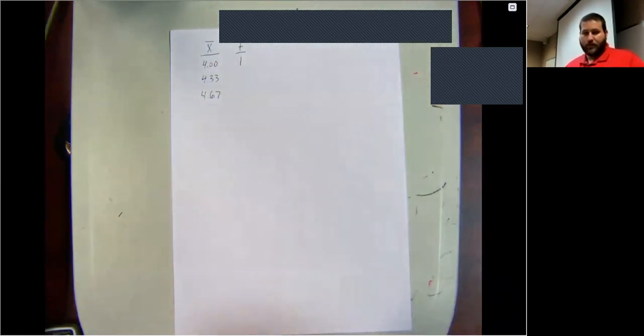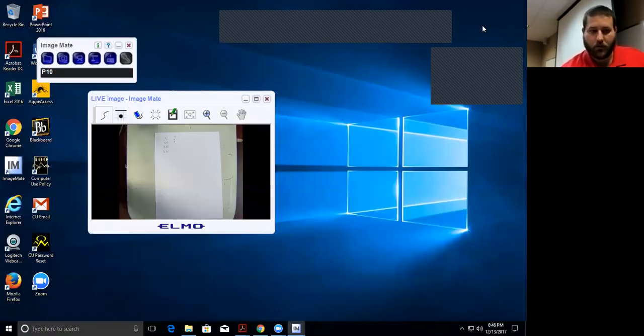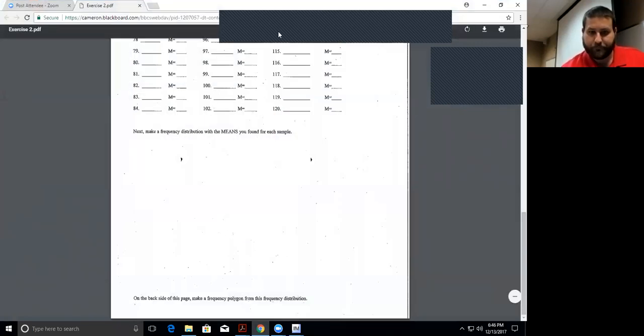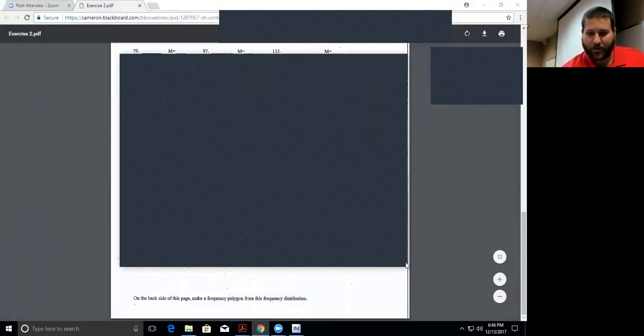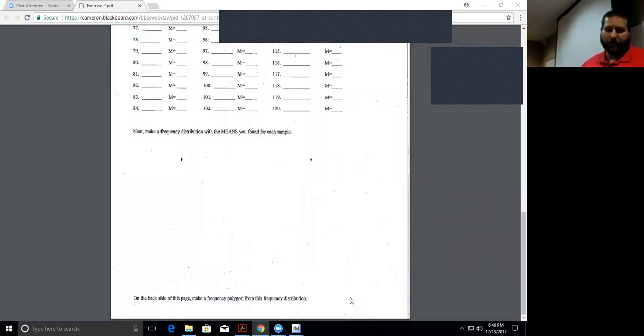And once we get all of the means and the frequencies in, then the last part of the assignment is, and it's really kind of hard, I think people miss this a lot because it's right down at the bottom of the screen. And really it says on the back side of this page, make a frequency polygon from the frequency distribution. Now a frequency polygon is just basically a line graph of sorts, but it uses dots where each of the means will be. You'll put a dot at the center of that mean, and then you'll connect the dots essentially.